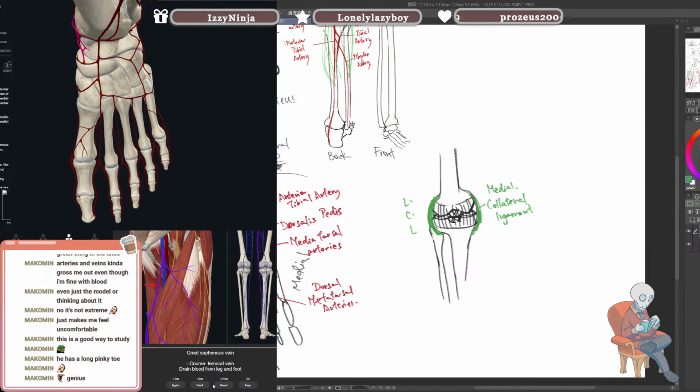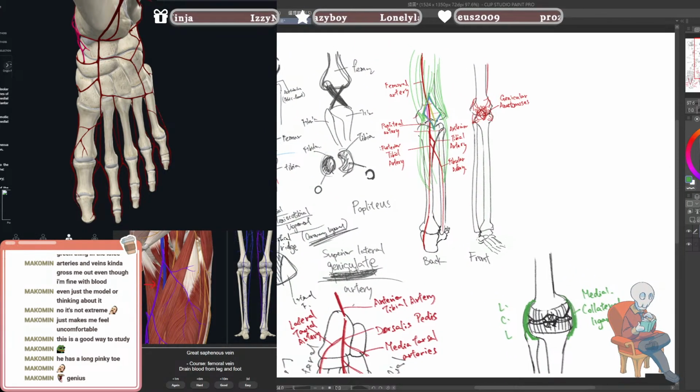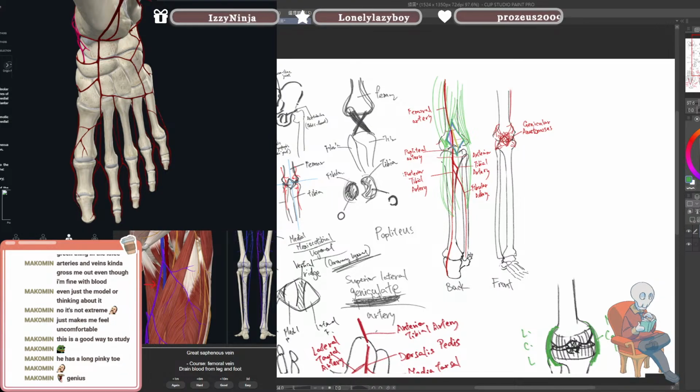The femoral great saphenous vein. Oh no, now I need to remember more stuff. Okay, I'll just use this. I'll use purple for veins. Well, I'll forgive it for now because it seems to show that this entire vein is just one name, so I'll forgive it.